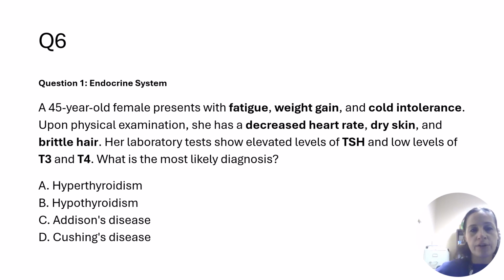Now we have other options in there. We have Addison's disease. We have Cushing's disease. We're going to talk about those in a second. I have a little chart on the next slide. But Addison's disease, they usually say things like electrolyte imbalance, like hyponatremia, hyperkalemia, hypotension. So that's not what I'm seeing here with the TSH and T4.